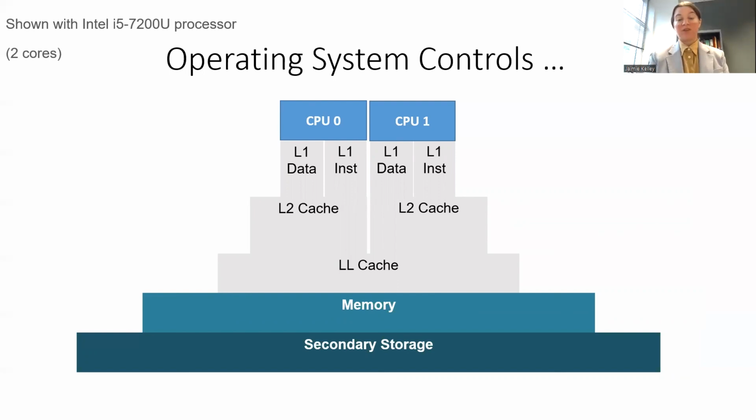So finally, when we're discussing operating systems in particular, we care about only the layers that the operating system controls. The operating system schedules programs to run on cores on the CPU. The operating system manages memory, and the operating system handles access to secondary storage.